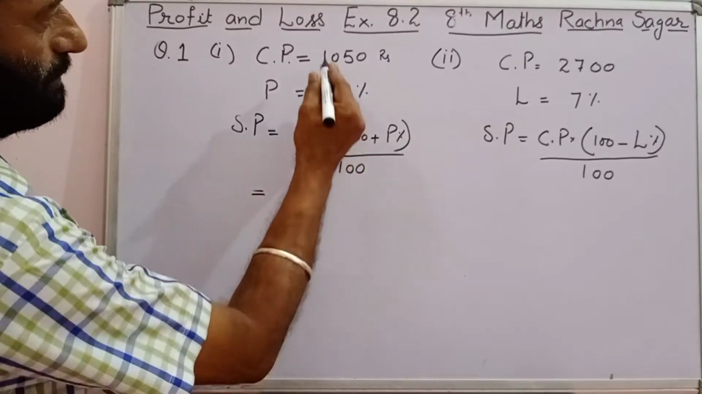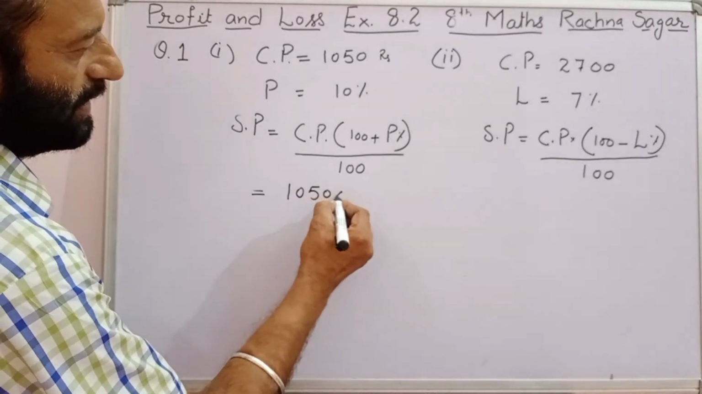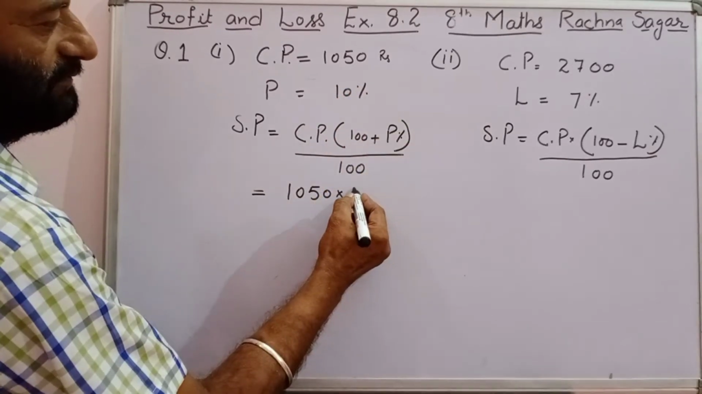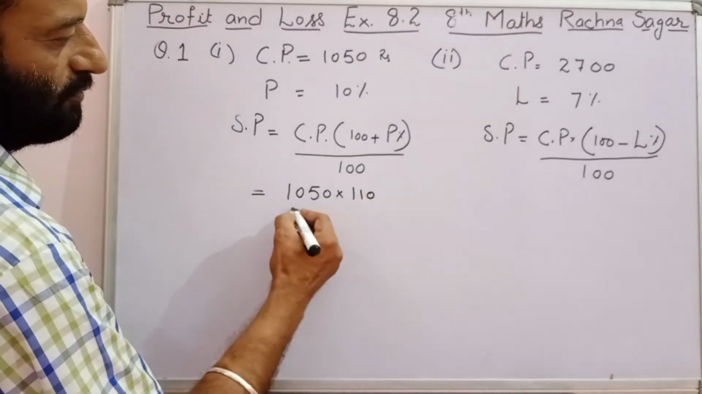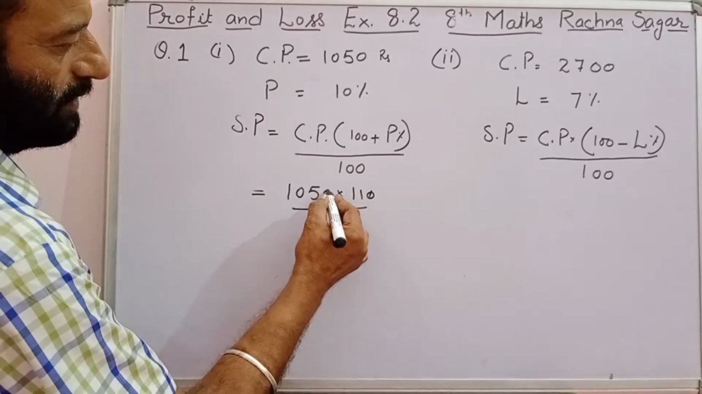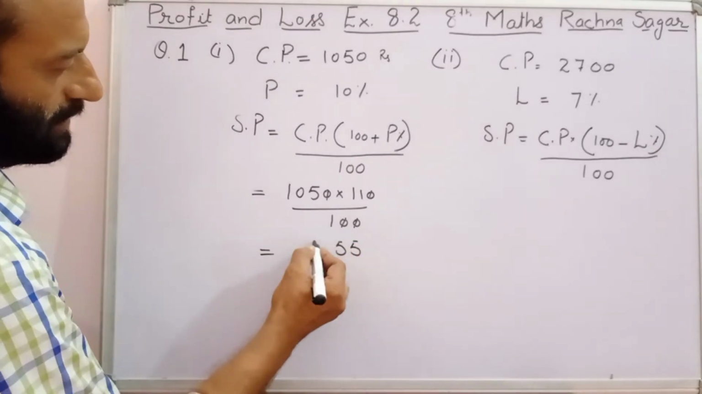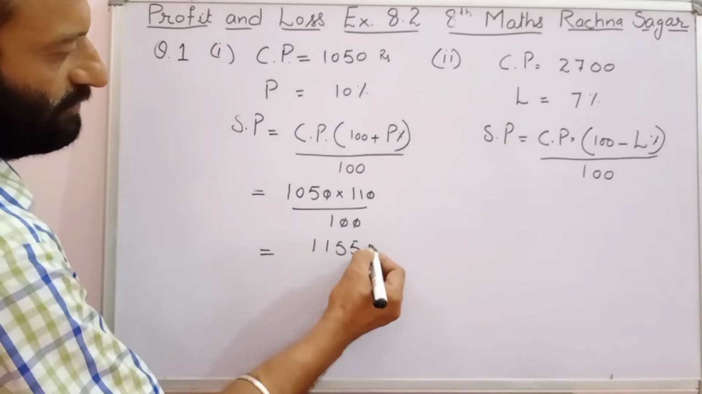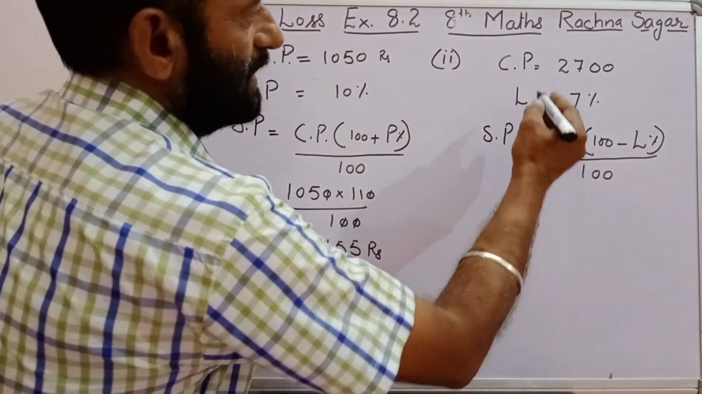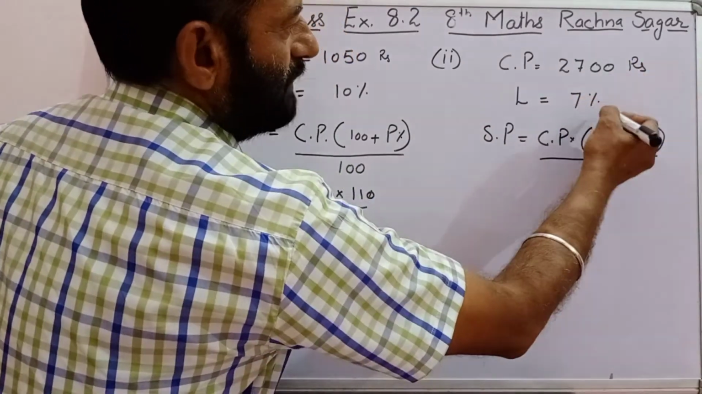It is equal to CP, that is 1050, into 100 plus profit percent, 100 plus 10, that is 110 over 100, and it comes out to be 1155 rupees. Part 2, find selling price if CP is 2700 rupees and there is loss of 7%.